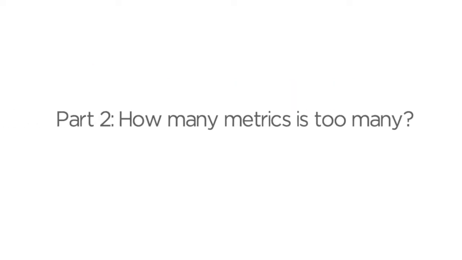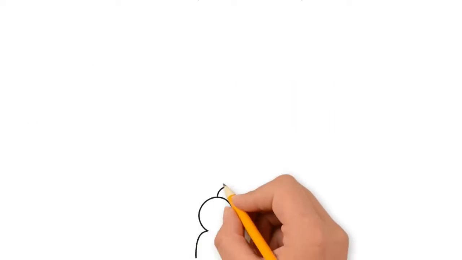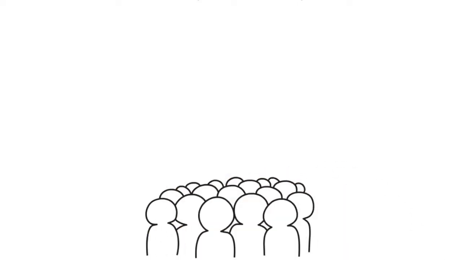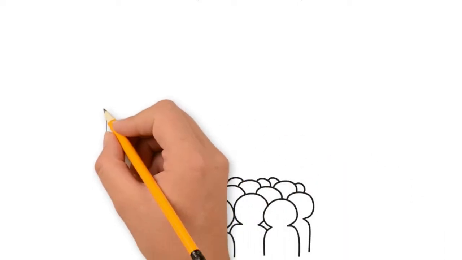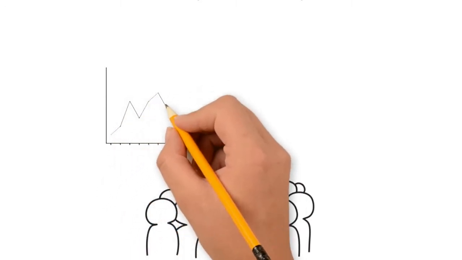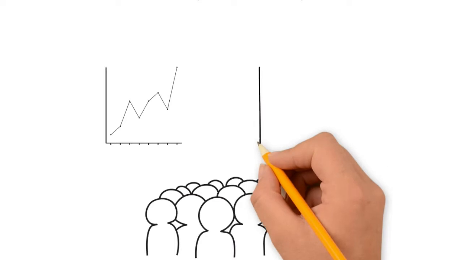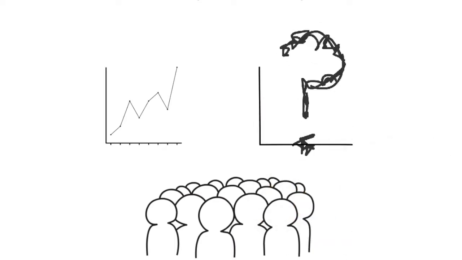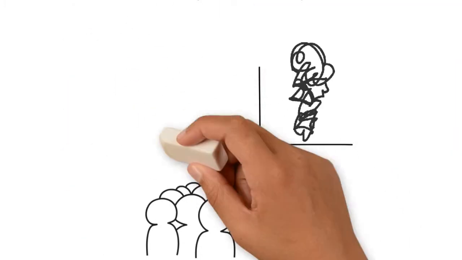Part 2. How many metrics is too many? Having established what is important to all the various stakeholders, it's now time to put measures in place to track and report on activities. But how many measures should this be? Can there be too few or too many? Let's have a look at things to consider before you start to decide exactly what to include.